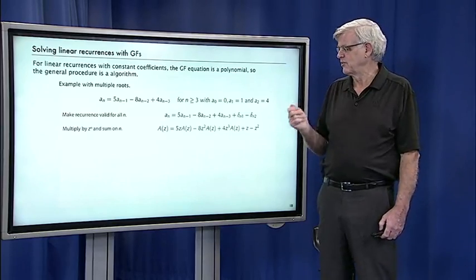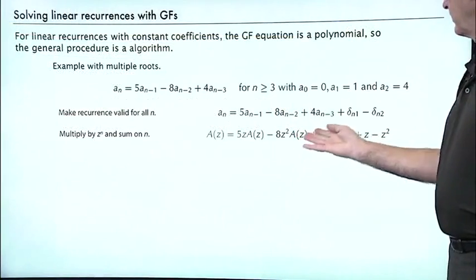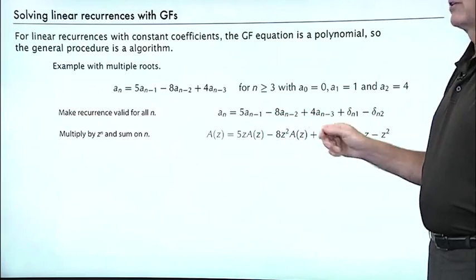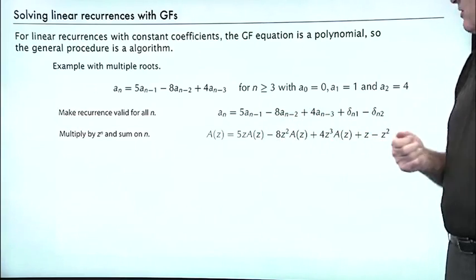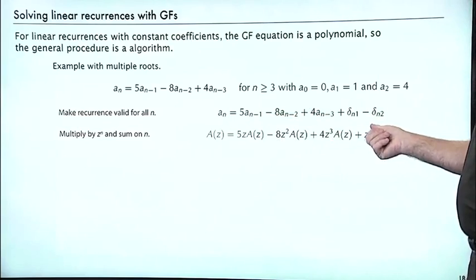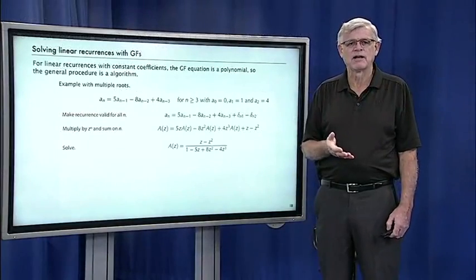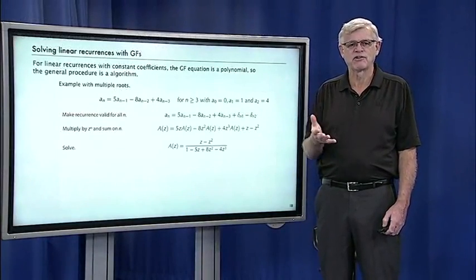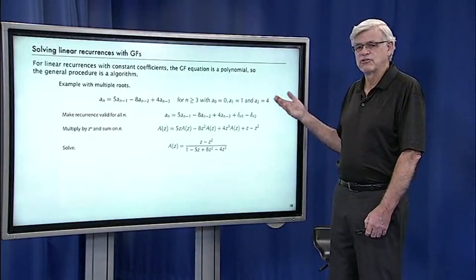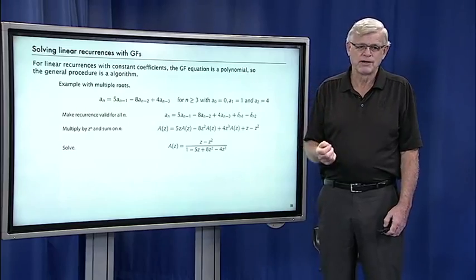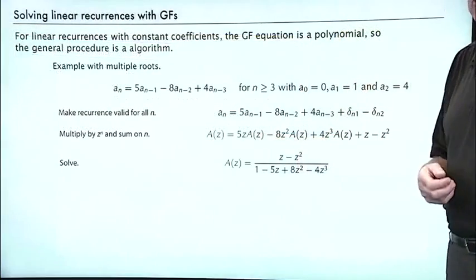Then when you multiply by z to the n and sum on n, you get this equation on the generating function. 5z a(z) minus 8z squared a(z) plus 4z cubed a(z) plus z minus z squared. And again, now just using algebra, we have an explicit expression for the generating function. It's the ratio of two polynomials. The ratio of two polynomials, partial fractions works.